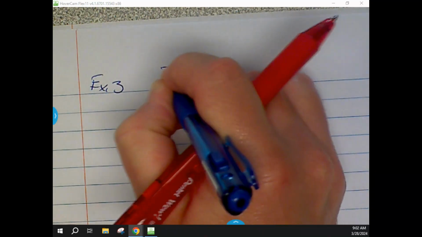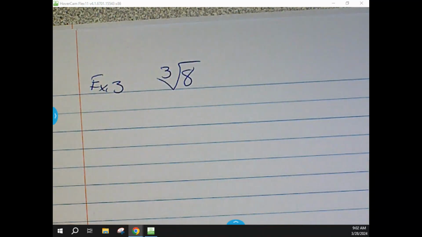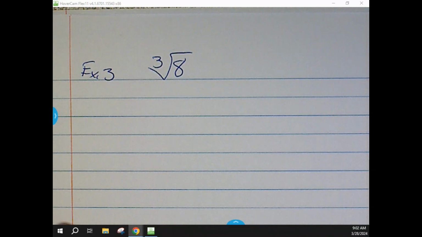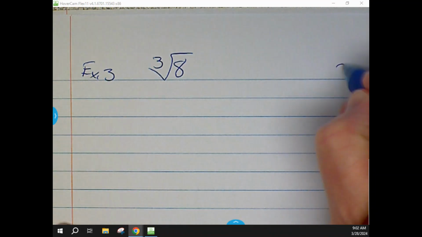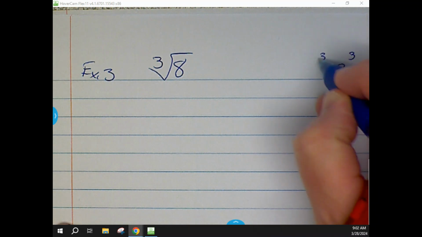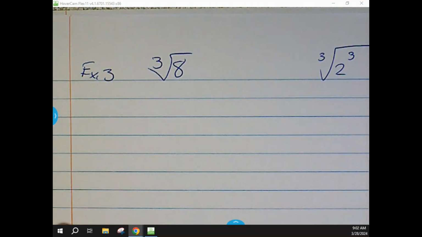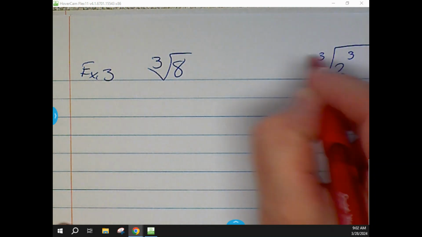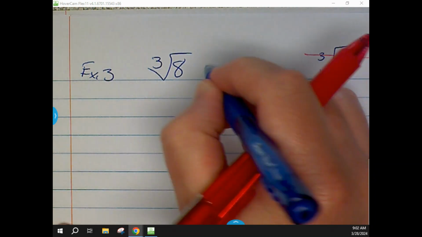So if it's the third root of 8, that'd be 2 to the third. 2 times 2 is 4. 4 times 2 is 8. So again, the third root would cancel. So in that case, that would be 2.